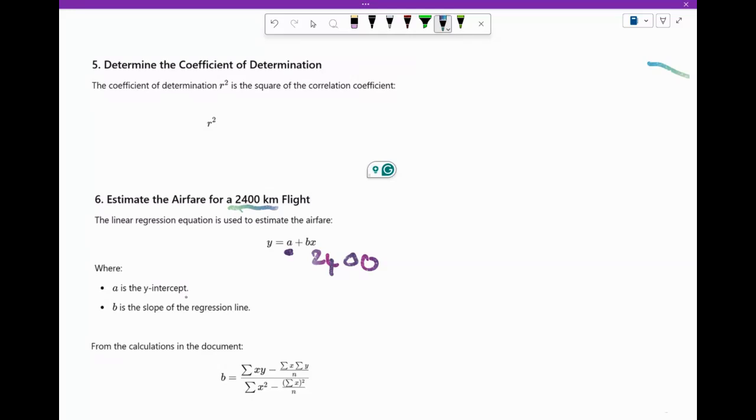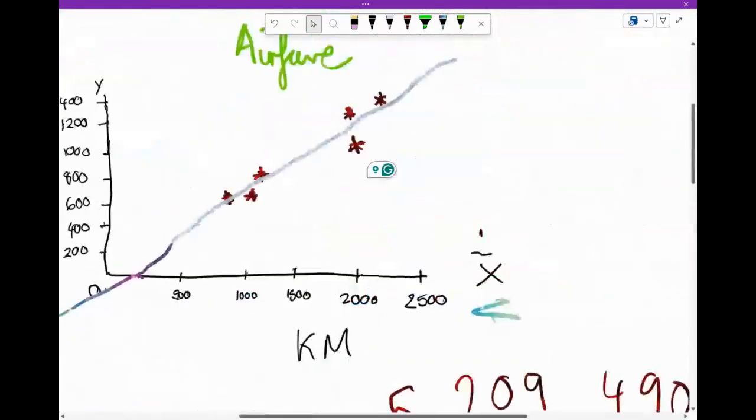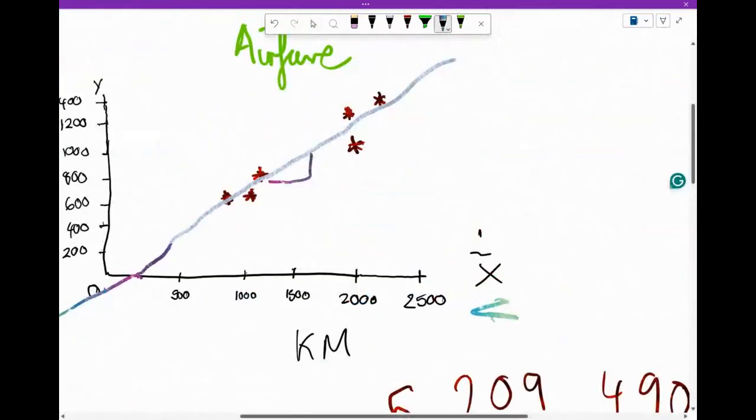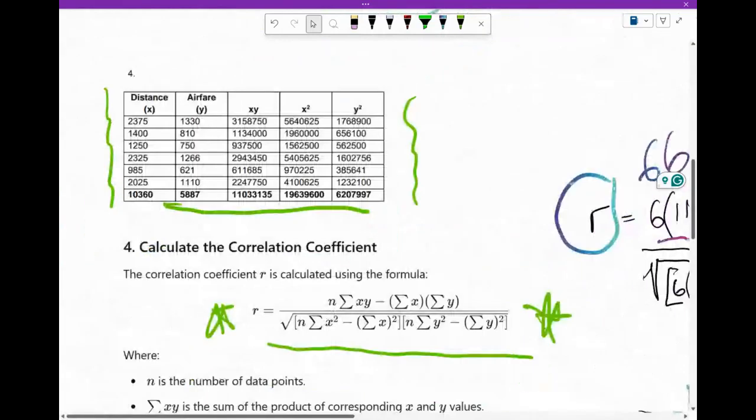So what was B? I'm asking everybody, not just you. So B is your gradient. It's the slope of the line. I'm sure some of you are saying, oh yes, I remember.